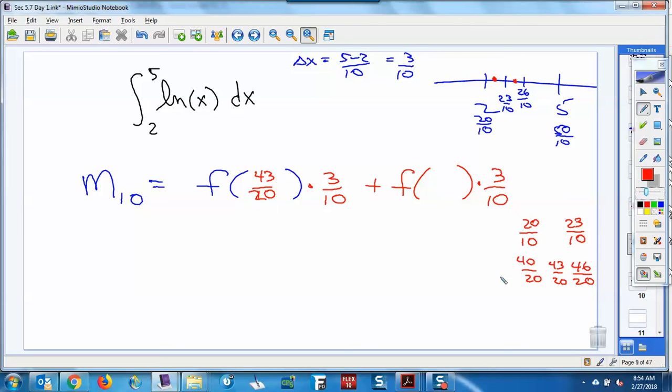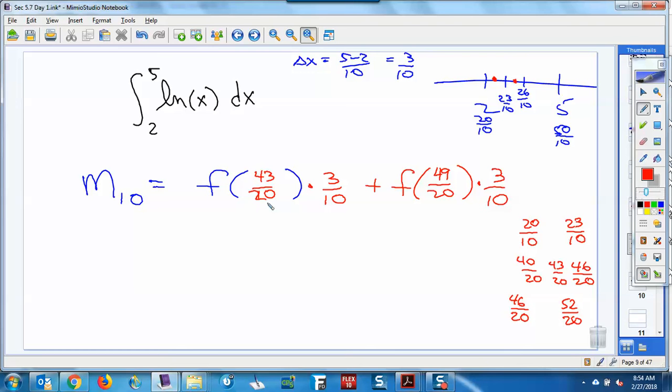What's halfway between 23 tenths and 26 tenths? Well, that's 46 twentieths and 52 twentieths. What's halfway in between there? 49. Now, once you get a couple of them, you see the pattern. Oh yeah, it's going up. Well, how far is it from 43 twentieths to 49 twentieths? 6 twentieths. Oh, that's 3 tenths, one width, right? From one midpoint to the next midpoint, it should be one width apart.